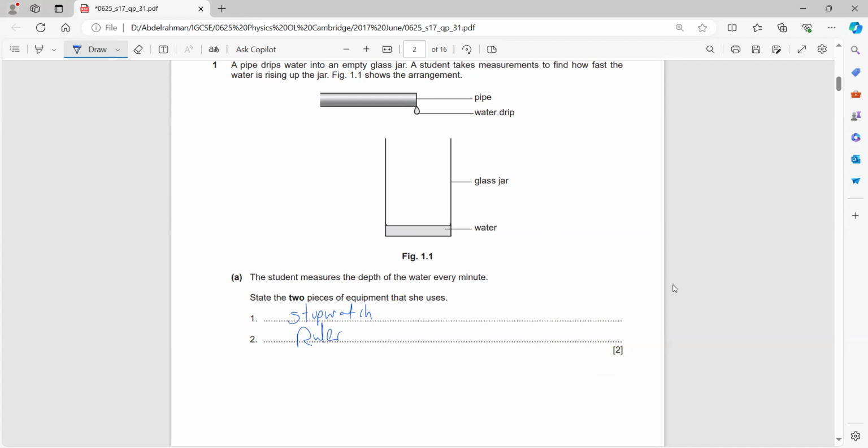Not a measuring cylinder. She did not say I need the volume. They said I need the depth. Whenever I say the depth, I mean I need a ruler. Thank you. Okay. Next question.